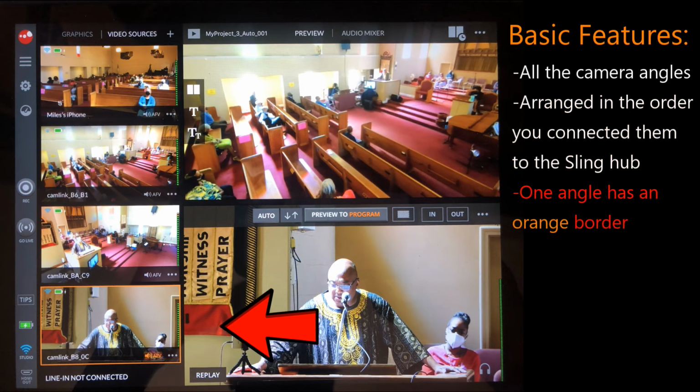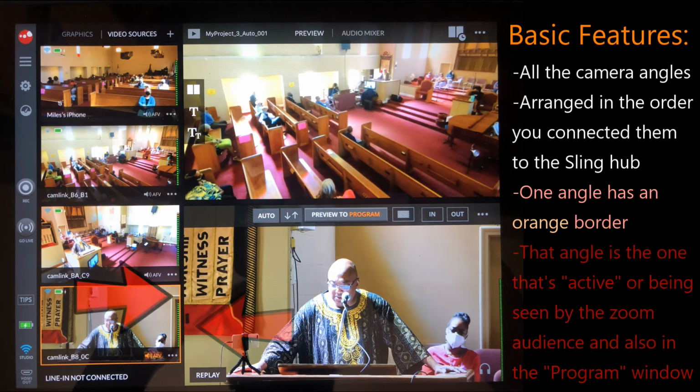Notice here how one of the camera angles has an orange border. That's how you know that's the active camera angle, or the one that's being seen by people on Zoom. It's also the camera angle that will appear in the program window.